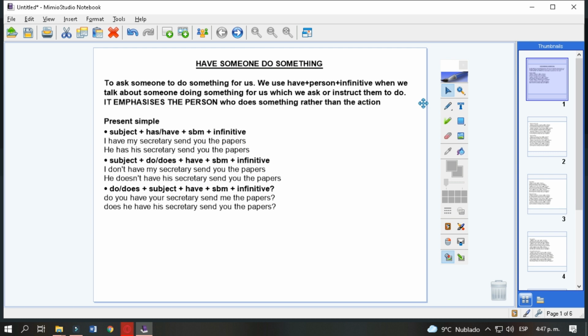So for present simple we have subject plus have or has, somebody, and infinitive. Yes, the bare infinitive. A bare infinitive is the verb alone. If we have a full infinitive like we have in get, that's to plus the verb. So we have here: I have my secretary, this is the person, send, the infinitive, the papers. The other example would be he has his secretary send you the papers.